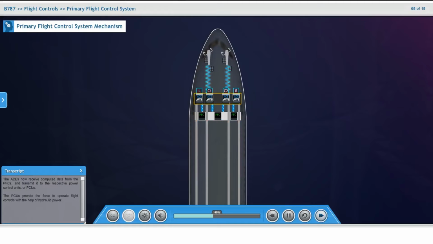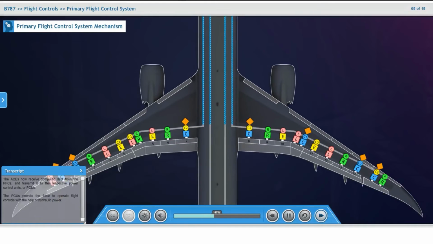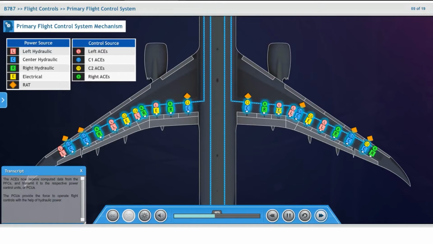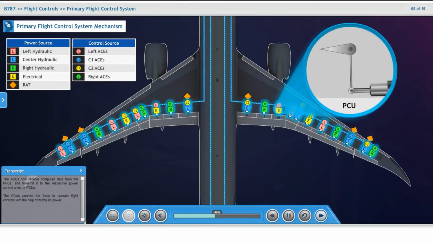The ACEs now receive computed data from the PFCs and transmit it to the respective power control units, or PCUs. The PCUs provide the force to operate flight controls with the help of hydraulic power.